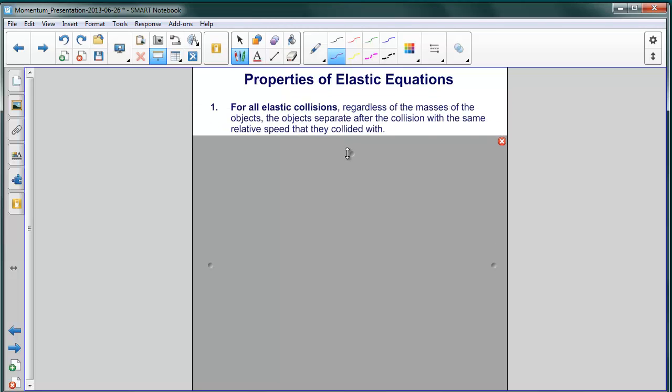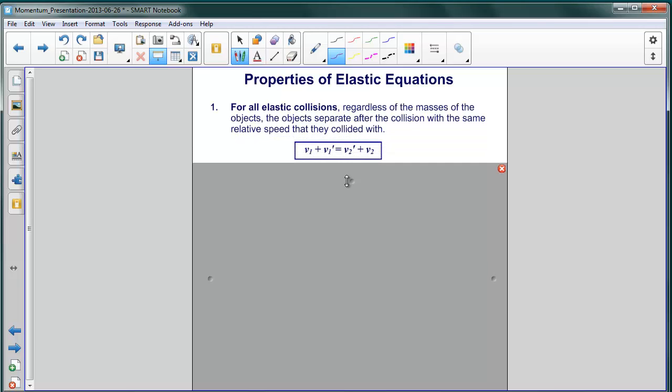For all elastic collisions, regardless of the masses, the objects will separate after the collision with the same relative speed that they collided with. Now note that that's speed. So if they approach each other at 2 kilometers per second, then they will separate at 2 kilometers per second. The speed will remain the same, but the directions relative to one another will change.